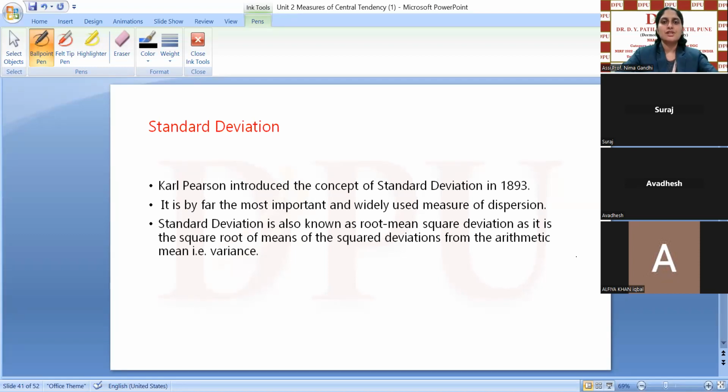Karl Pearson introduced the concept of standard deviation in 1893. It is by far the most important and widely used measure of dispersion, because it carries the same unit as the observations. The standard deviation is also known as root mean square deviation, as it is the square root of the mean of squares of deviations taken from the arithmetic mean, that is, the variance. So what is the variance? Variance is the mean of squares of deviations taken from the arithmetic mean. When you take the root of variance, you get the standard deviation.